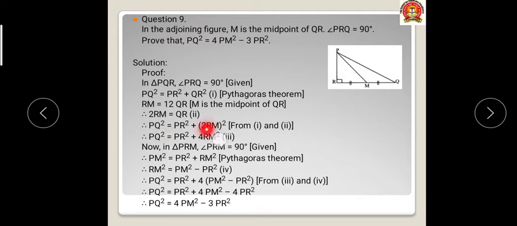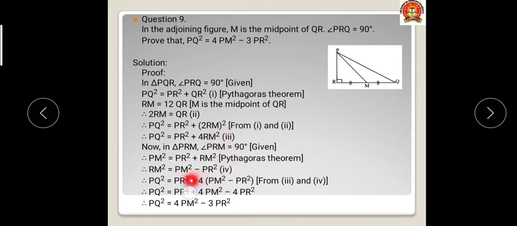Now after numbering, see the triangle PRM, this small triangle. R is a right angle, so PM square is equal to PR square plus RM square, that is by the Pythagoras theorem. Now what is RM? RM square we wrote here, it is equal to PM square minus PR square. Fourth. Now from third and fourth equation, see RM.